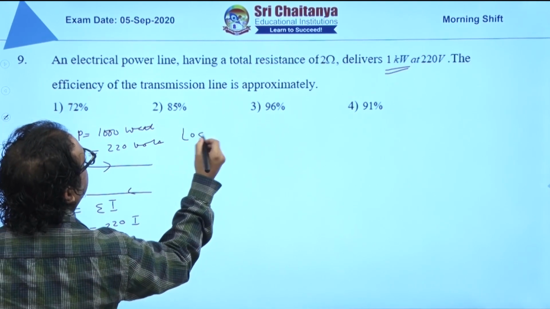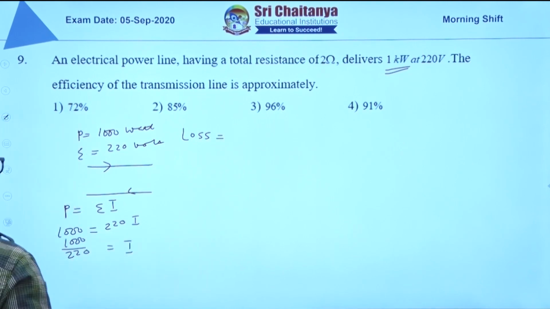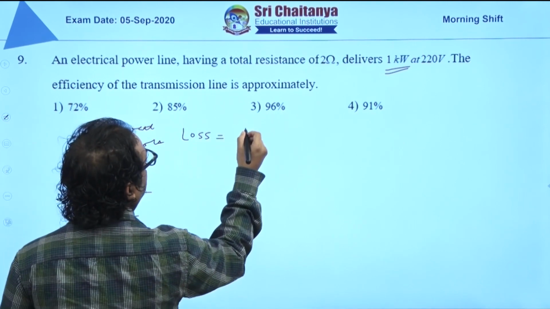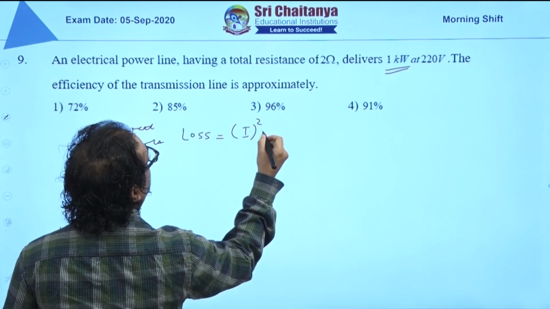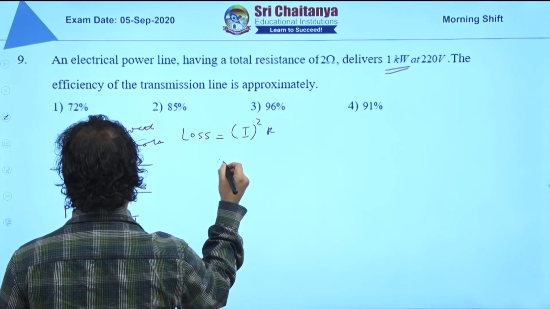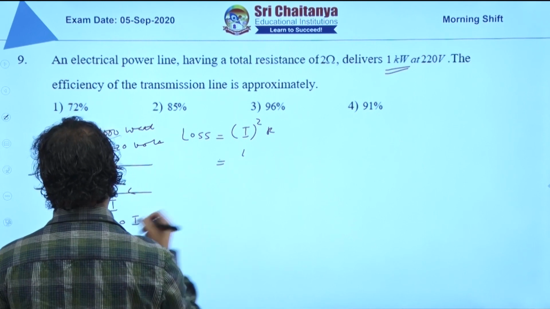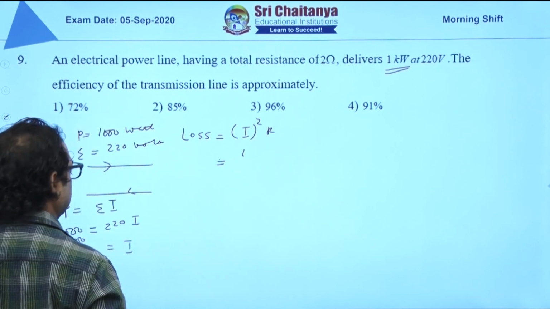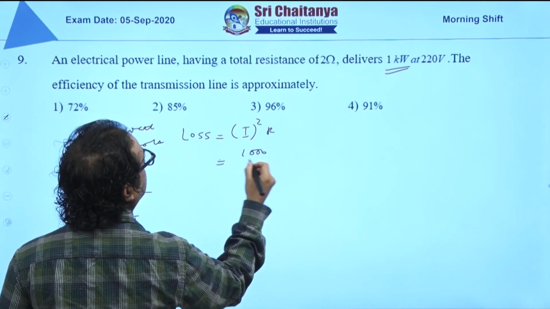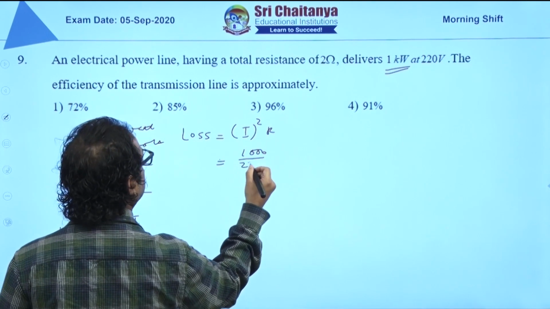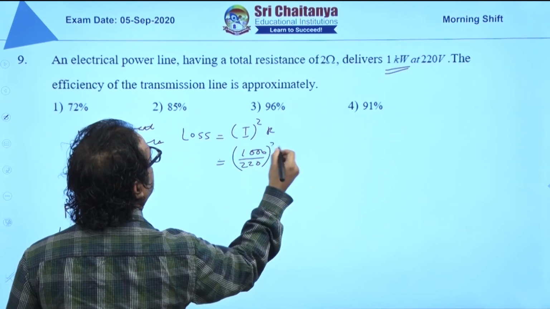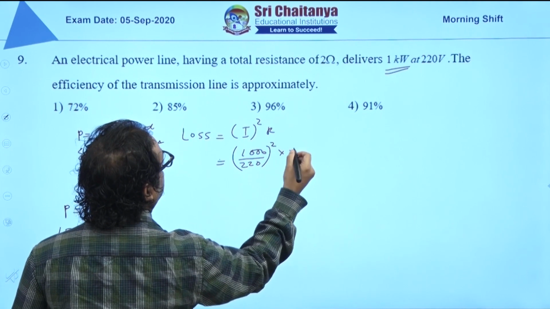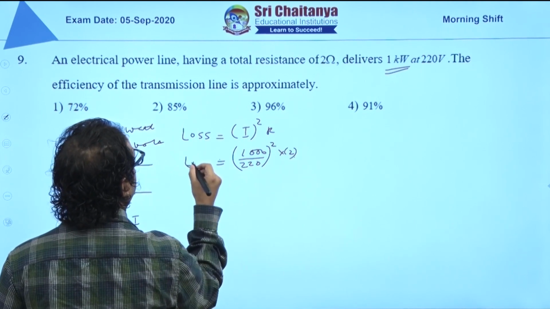So what is the loss? Loss is in the resistance. Loss is nothing but I square into R. So we are getting 1000 by 220 whole square into 2. So this is the loss.